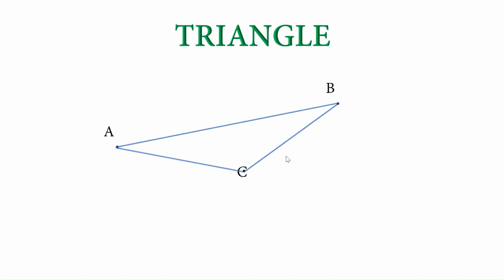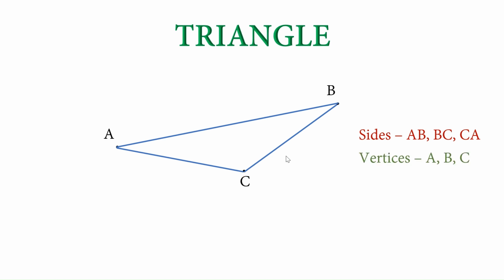If we observe this triangle, we can see that it has three line segments. One is AB, then BC and CA. These three line segments are called the sides of a triangle. A is common for two line segments, that is AB and AC. Similarly, B and C are also common points for two different line segments. These are called the vertices of the triangle.